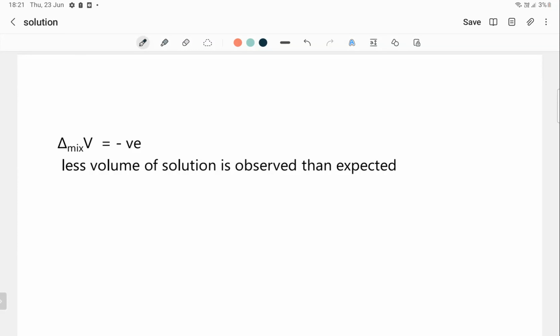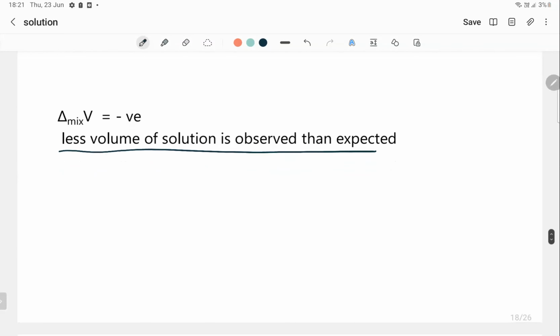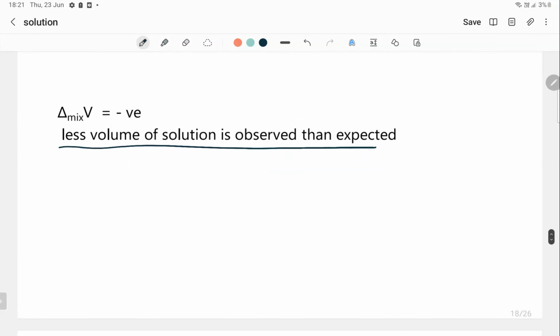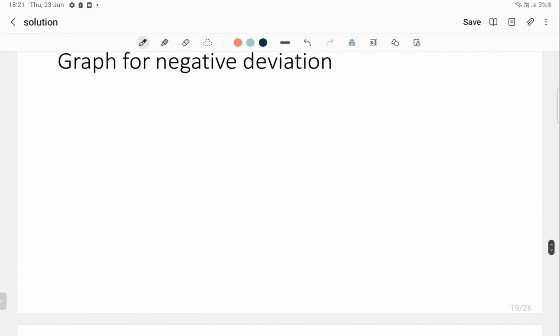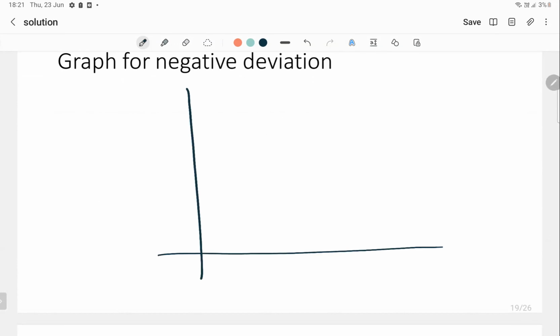So if you take 10 ml of solute and 10 ml of solvent, it will be 19 ml of solution produced. Okay, there'll be very minute differences like 0.7, 0.6, 0.5. Clear with this one? So here less volume of solution is observed than expected. That is for your negative deviation for the non-ideal solutions in Raoult's law. Clear? So how can you draw the graph for this one? There you have drawn like this. So here you have to draw it like this.